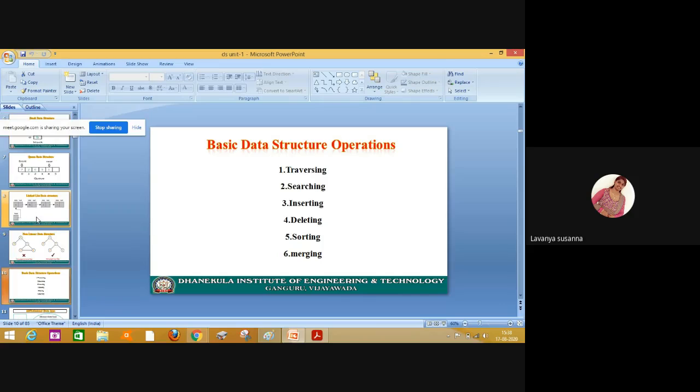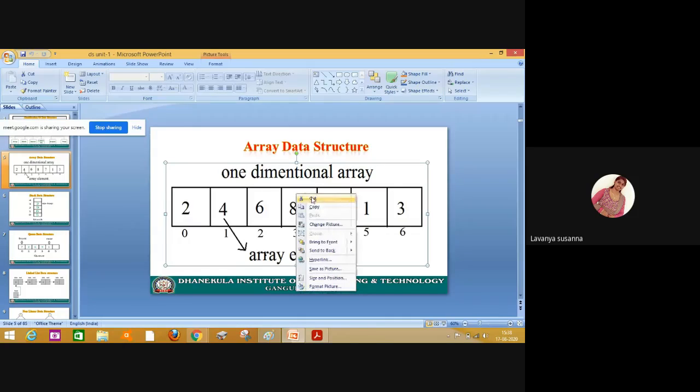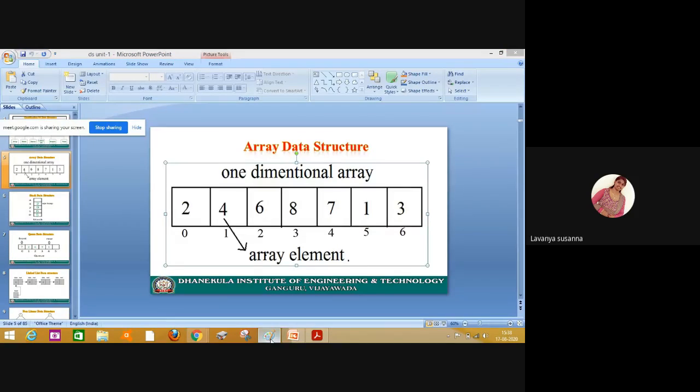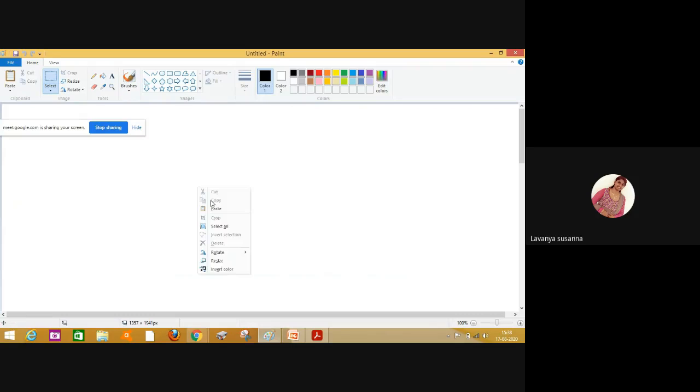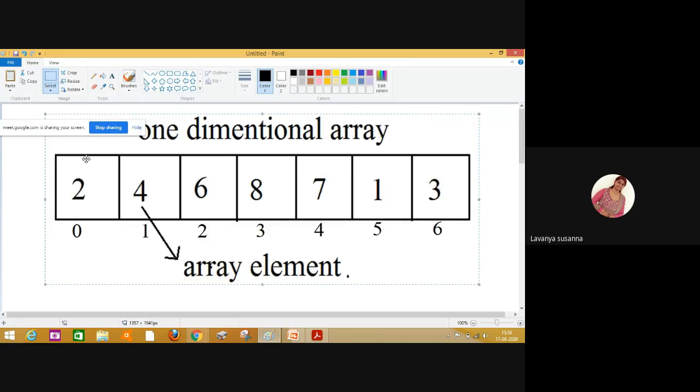Now let us see an array. I will take an array. Already in C language you have studied about arrays, right, in your previous semester. See here, this is an array, right?